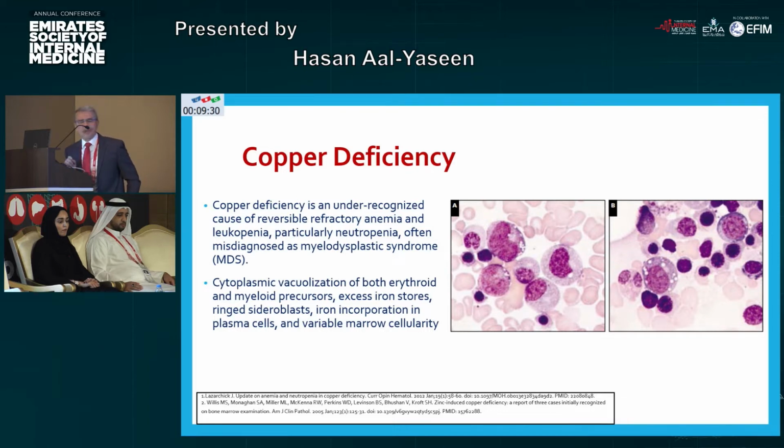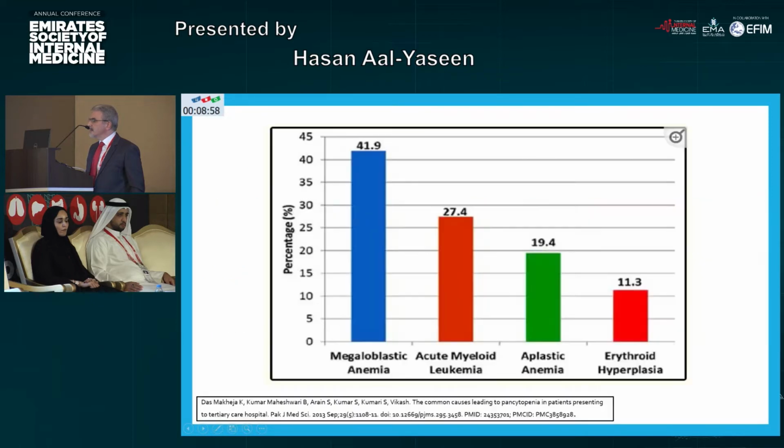Now, I just choose copper deficiency. Why? Because it is slightly unthought about. We don't usually think about copper deficiency. It mainly causes neutropenia and thrombocytopenia. However, it can cause pancytopenia as well. And in the bone marrow, you will see vacuoles, as you can see here, both in the myeloid and in the erythroid lineage. These vacuoles are suggestive of copper deficiency as a cause of dicytopenia or pancytopenia.